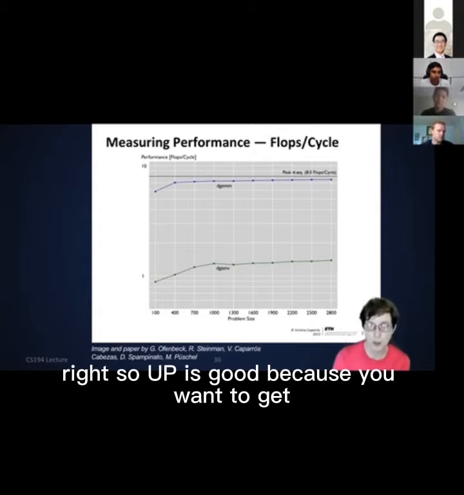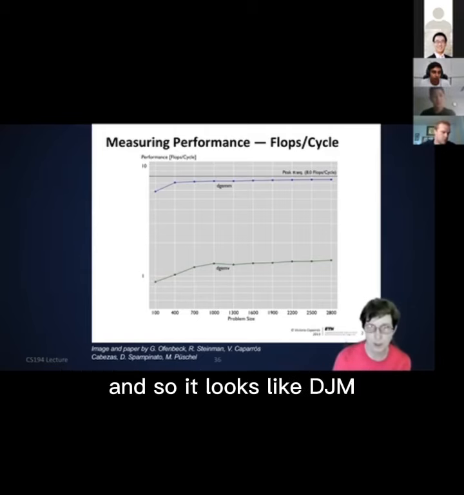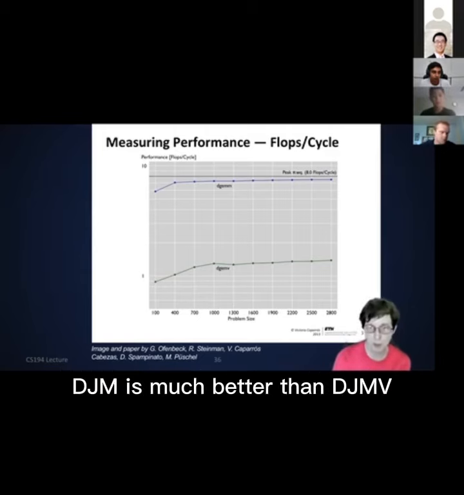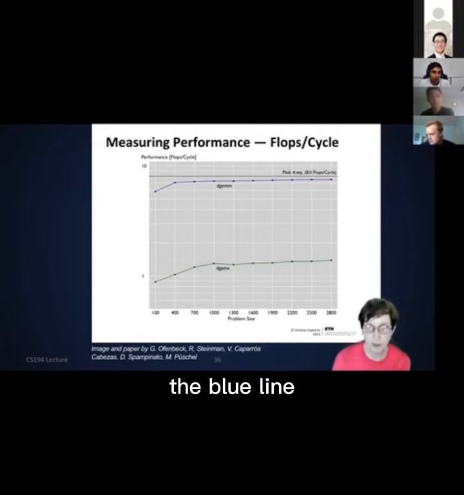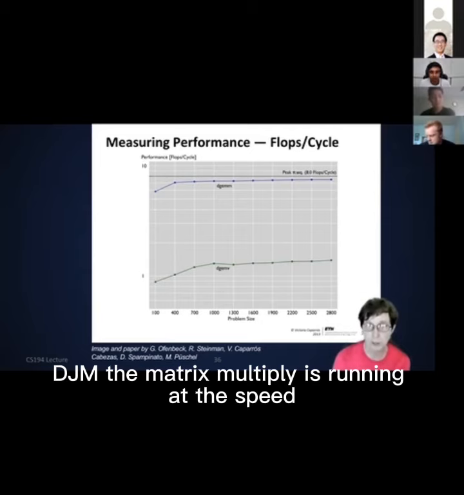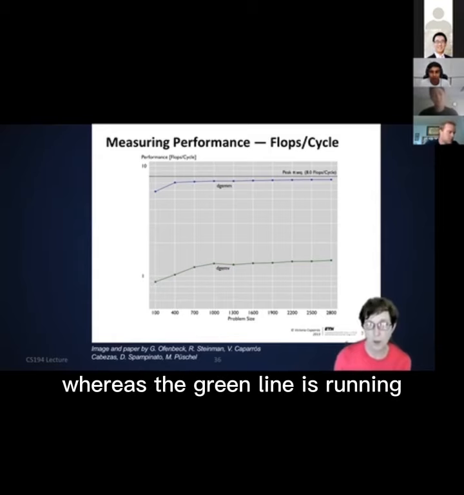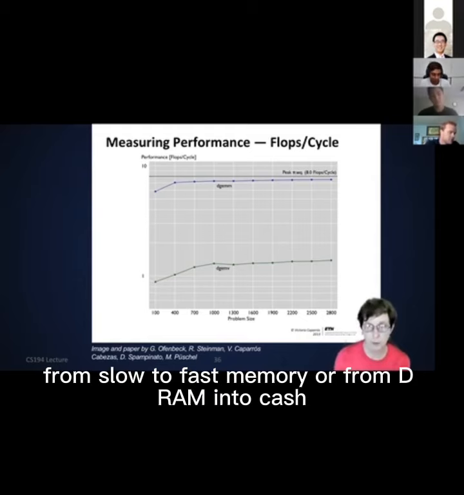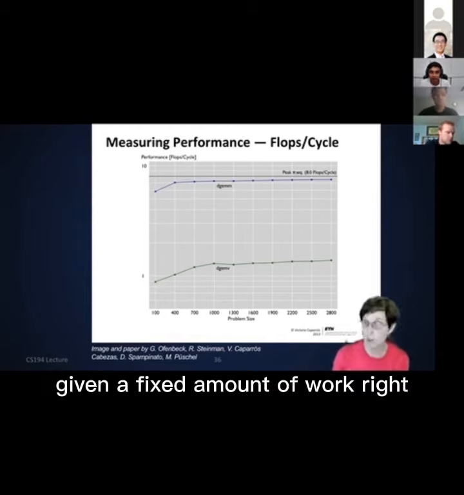So up is good because you want to get more floating point operations done per cycle, and so it looks like DGEMM is much better than DGEMV, and it is because the blue line, DGEMM, the matrix multiply, is running at the speed of the arithmetic units on the processor, whereas the green line is running, roughly speaking, at the speed of the memory bandwidth from slow to fast memory, or from DRAM into cache. So higher computational intensity is better, given a fixed amount of work, right?